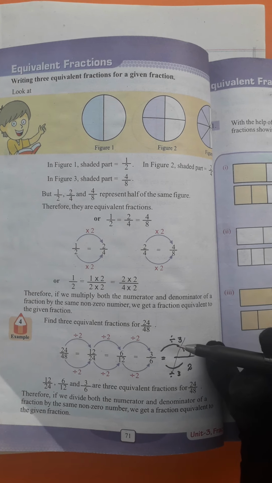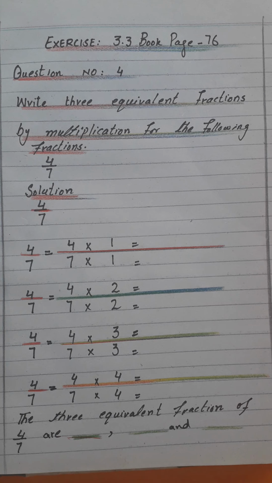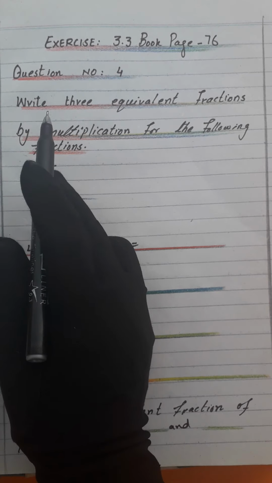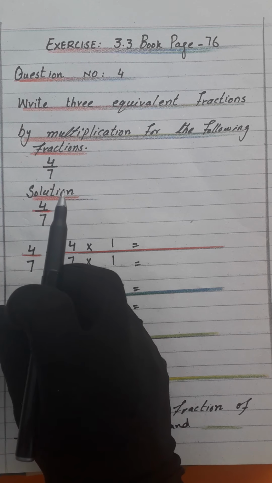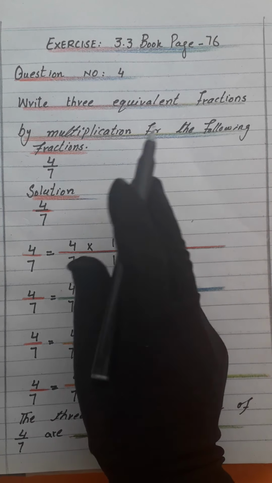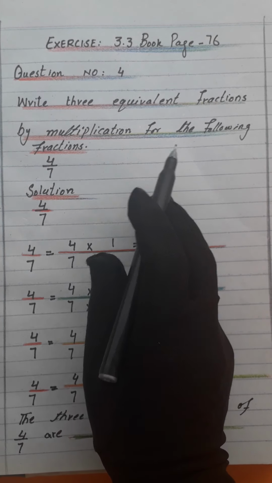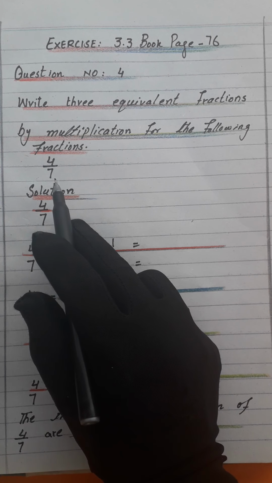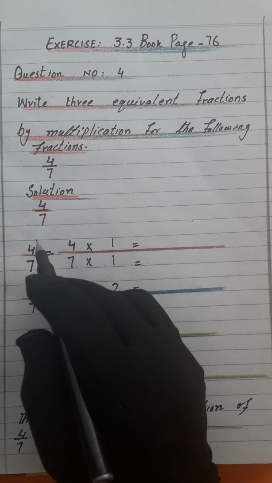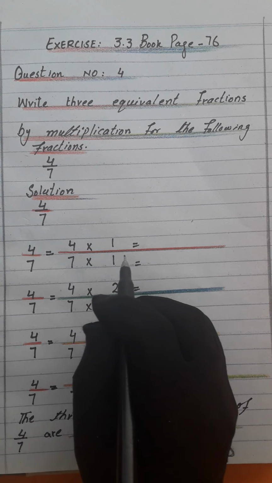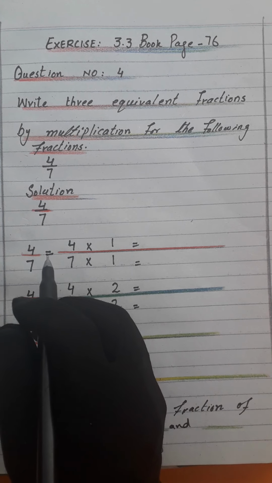Okay, look at this question, exercise 3.3, book page 76. This is your homework also. So, question number 4 of book page 76: write 3 equivalent fractions by multiplication for the following fraction. 4 over 7. Look here. We repeat the question. I use a color pencil for the fraction line to make it clear for you.